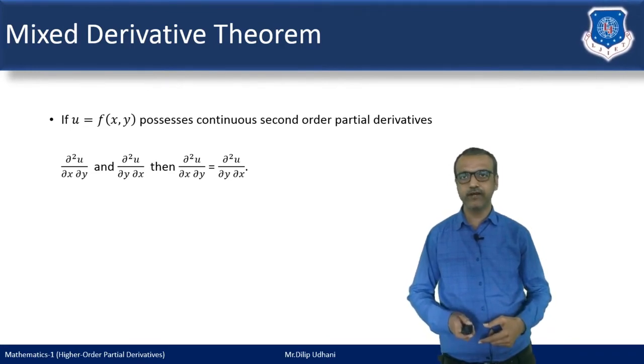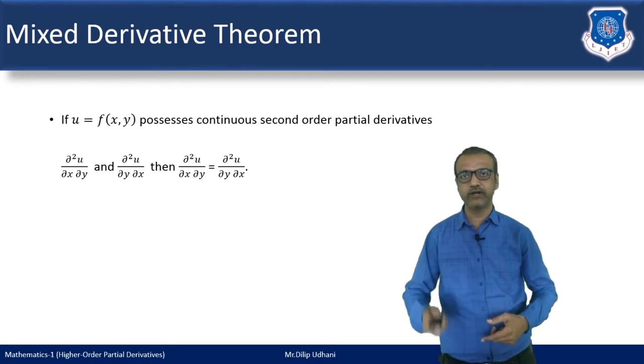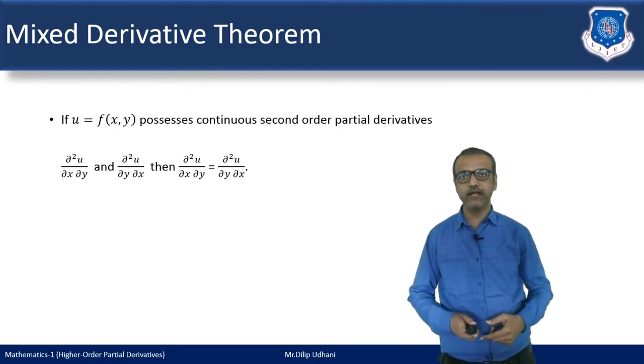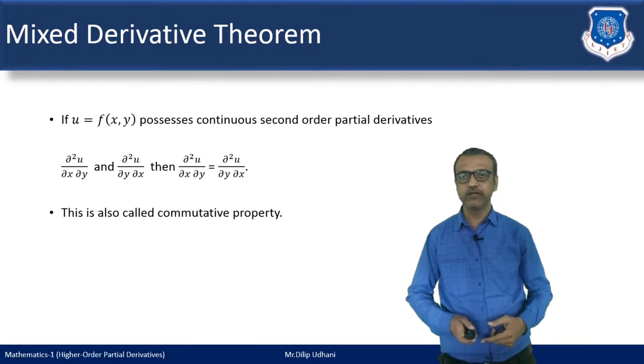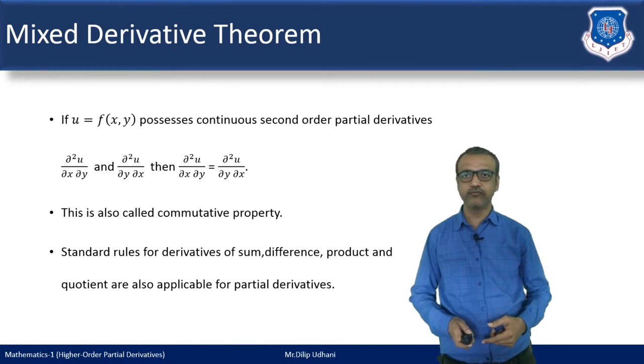That is, if you first find the partial derivative of u with respect to y, that is del u by del y, and then differentiate it with respect to x, and secondly, if you find the partial derivative of del u by del x with respect to y, both results will be the same. So this is called the mixed derivative theorem. This is also called the commutative property. Now standard rules for derivative of sum, difference, product and quotient are also applicable for partial derivatives.